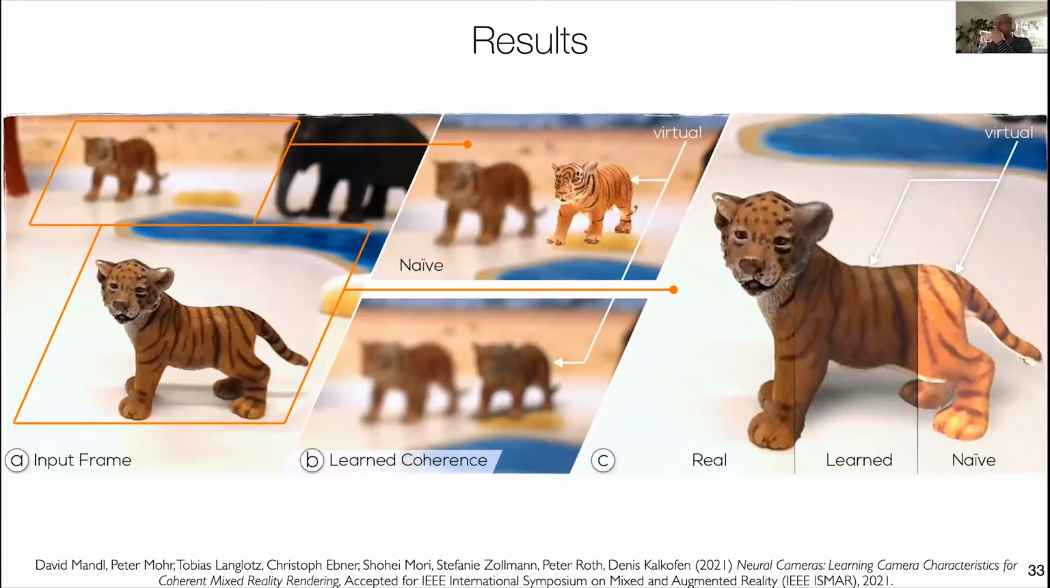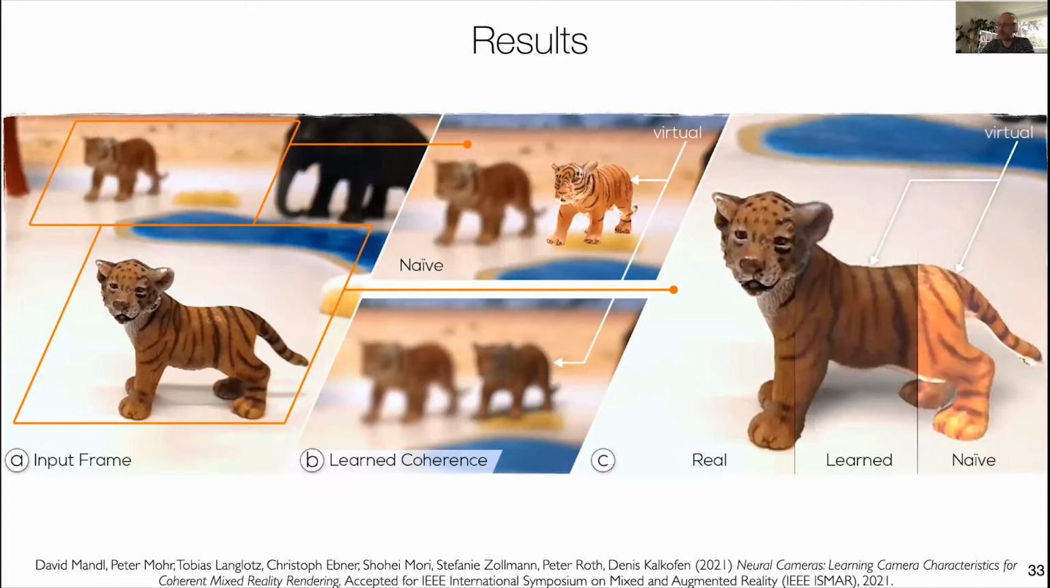On the right-hand side, what you see there is actually where we blend just in stages between real and virtual. So you see on the left-hand side, that part of the small tiger pup is real, but then we blend towards the naive one. That's the really right-hand side. With the tail, you see the colors are completely different. But again, if we apply our learned visual coherence, we get a way better approximation of the colors, of the blur, and of the small imperfections that you see there, which makes it all visually more coherent.